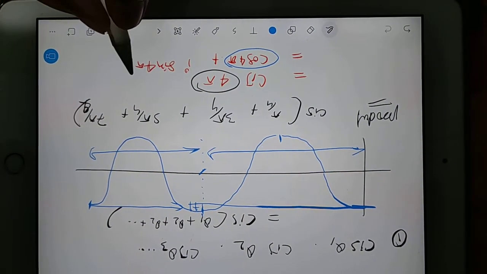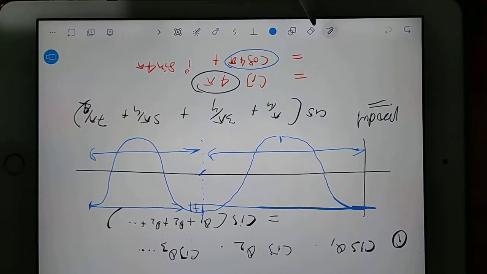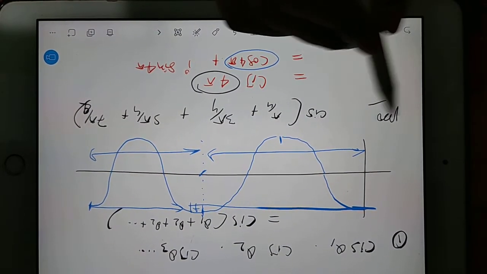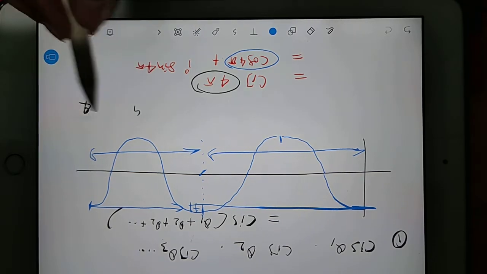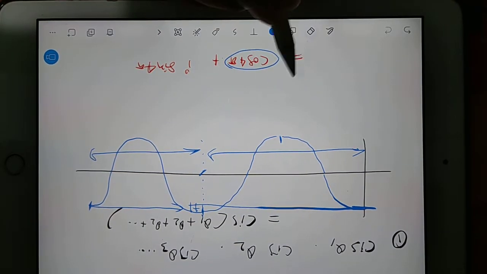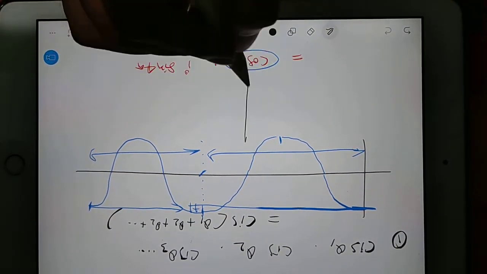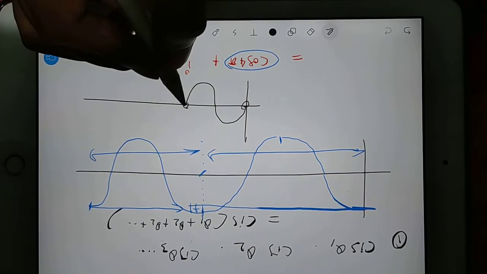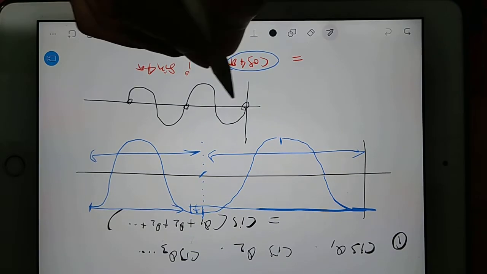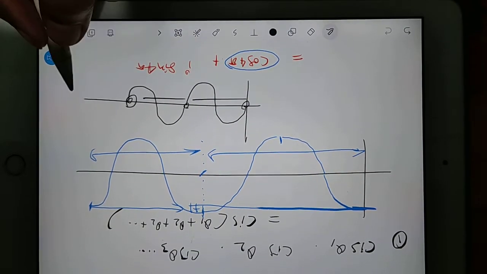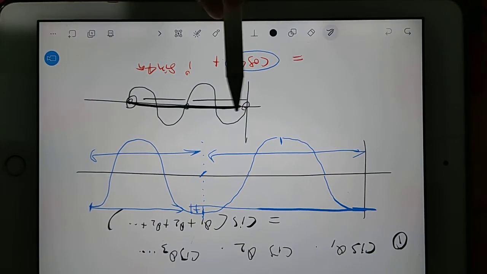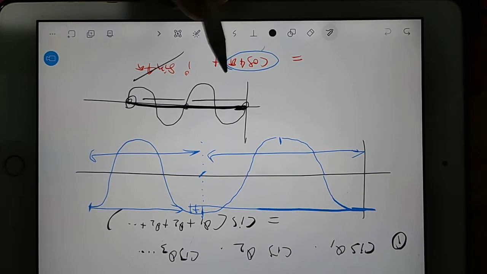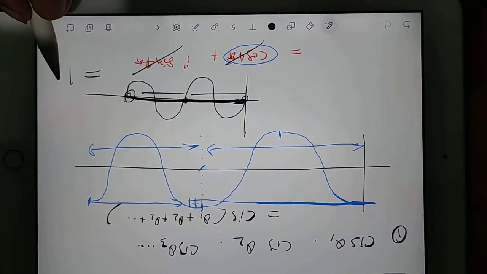In the same way, sin 4 pi is 0. How will you judge the sin 4 pi value? For that you just see the diagram here. This is your 2 pi and then again you have 2 pi. After completing 2 pi here and 2 pi here, you finally reach 4 pi. So sin 4 pi is nothing but 0. So this is 0 and this is 1. So the final answer is 1.